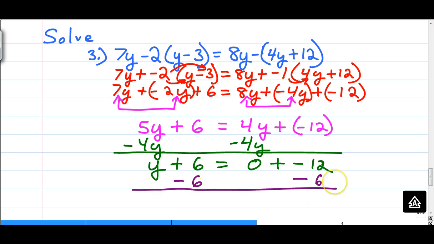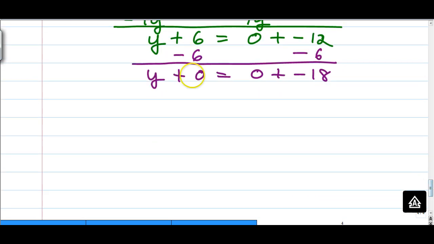So now I'm left with y plus 0 equals, this position was 0 as well, plus a negative 18. So just to kind of clean it up here, I don't need to show those zeros, so I know that y is equal to negative 18. Again, as a check, I could take that negative 18 and plug it back into the y position on the original problem and solve it as a check.